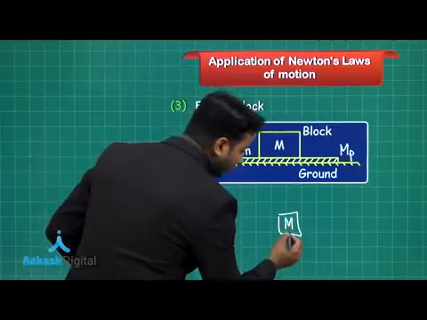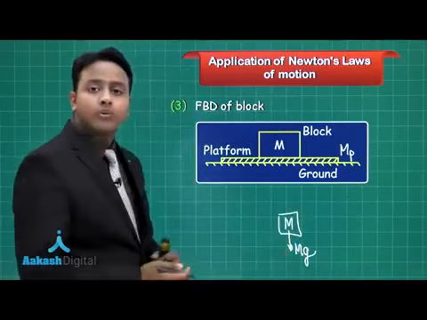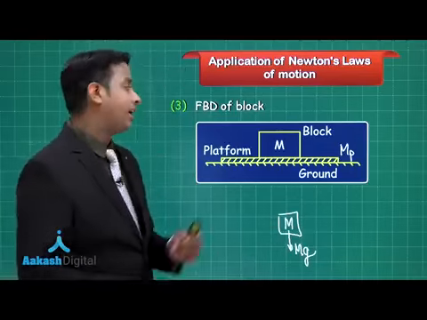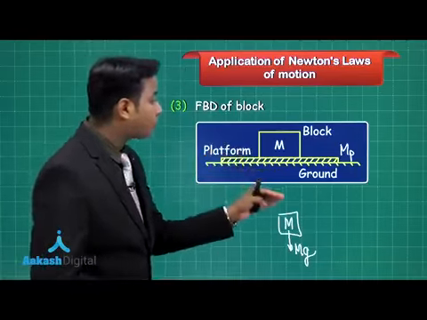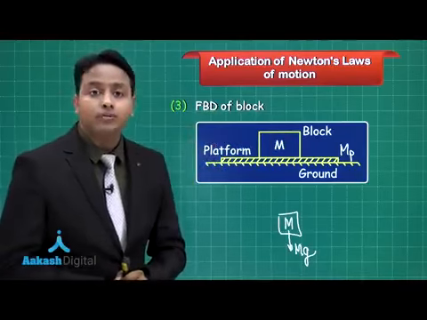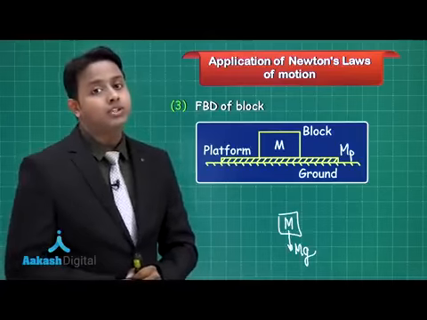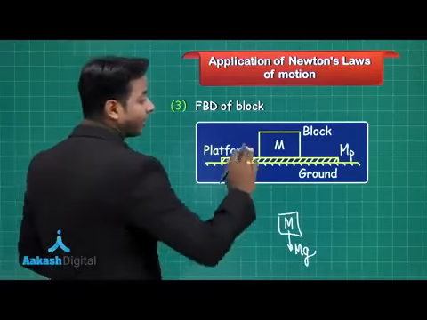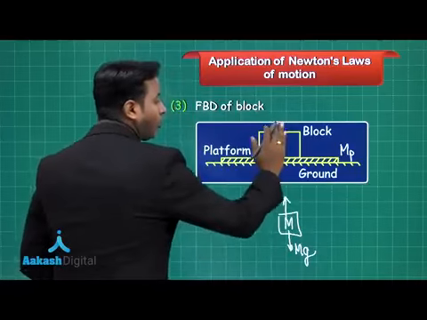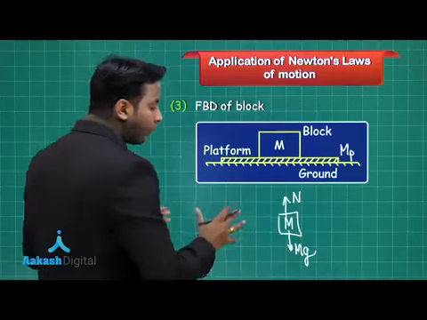Now we know there should be a weight of the object which is acting in the downward direction. But if I ask you, that's all about the forces? No. There must be a force between M and the platform, because there is a contact of surface. Now whenever there is a contact of surface, there is an exchange of force. So if I can see, there is a force exerted by the platform on the capital M, call it N, then what is going to happen?